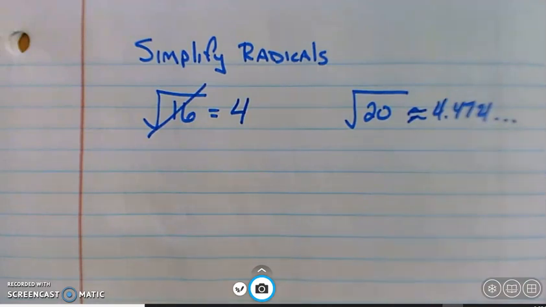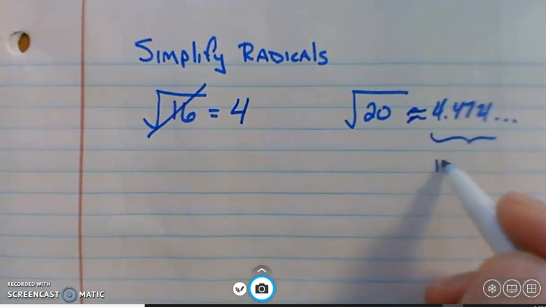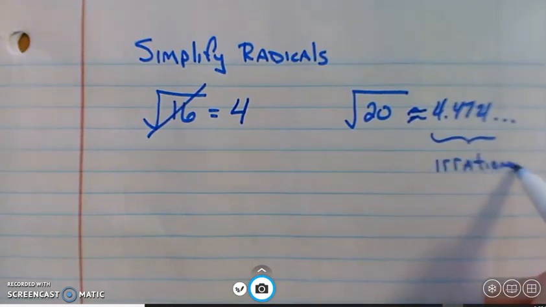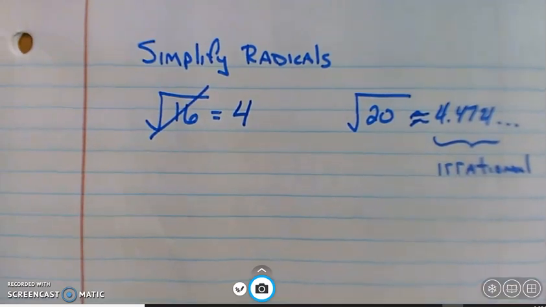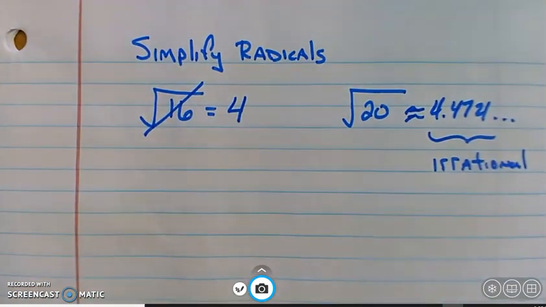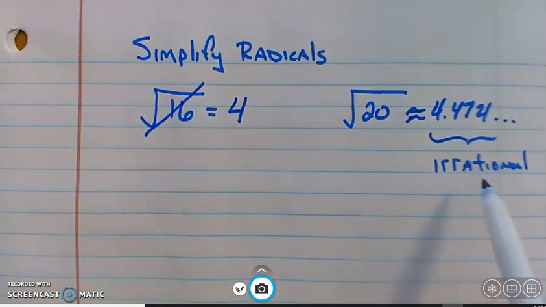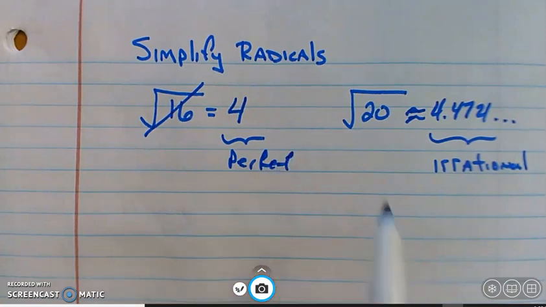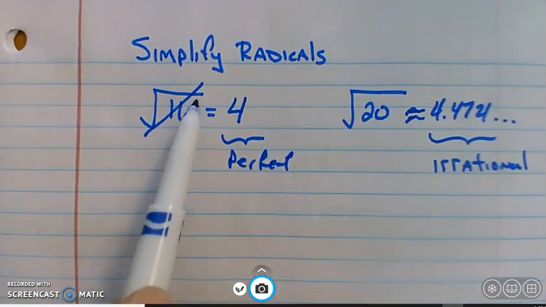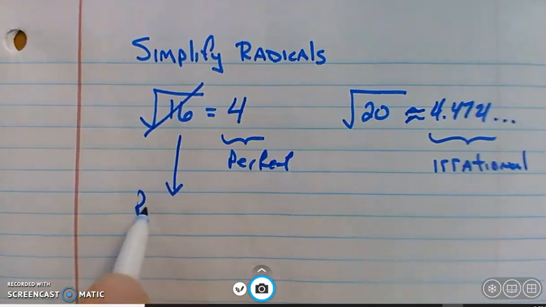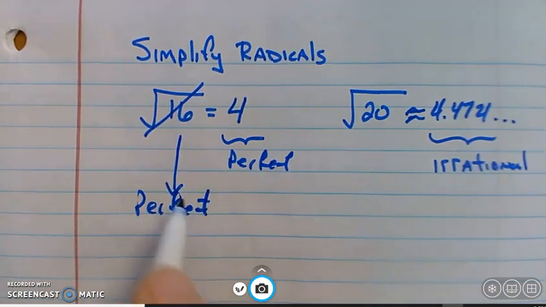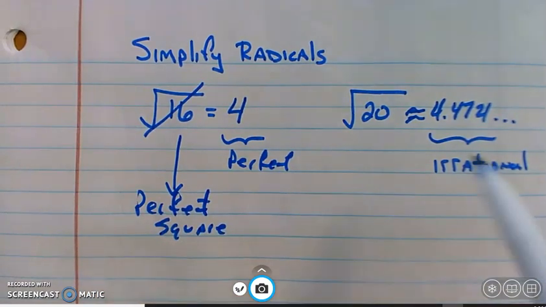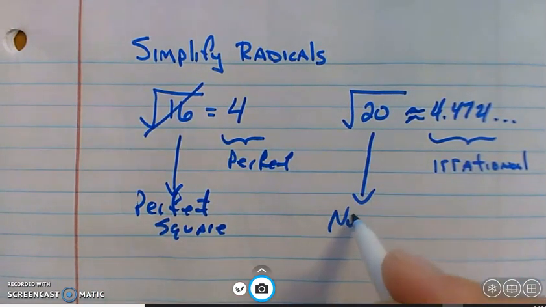Well, the answer why this one is so crazy and this one worked out so well, this one is definitely what we call irrational. It's a number that goes on and on and on forever. It doesn't repeat itself. You can't write it as a fraction. Whereas this number ended up being what we'll actually end up calling perfect. And why is that the difference? Well, it ends up being nice because the 16 is a perfect square, whereas the 20 is a non-perfect square.